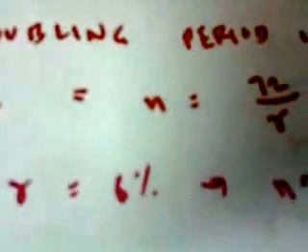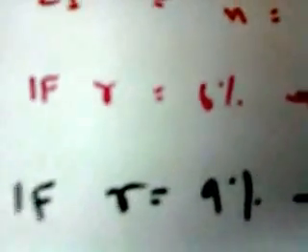So suppose we are told R is 6%. So in how many years will my money double? Well, n equal to 72 by 6, 12 years. If R is 9%, then n is 72 by 9, 8 years. So at 6%, my money doubles in 12 years under compound interest. And at 9%, my money will double in 8 years. This is an empirical formula. You will do well if you remember this.